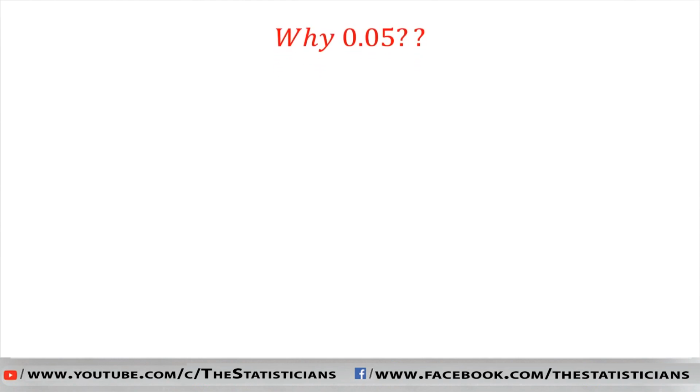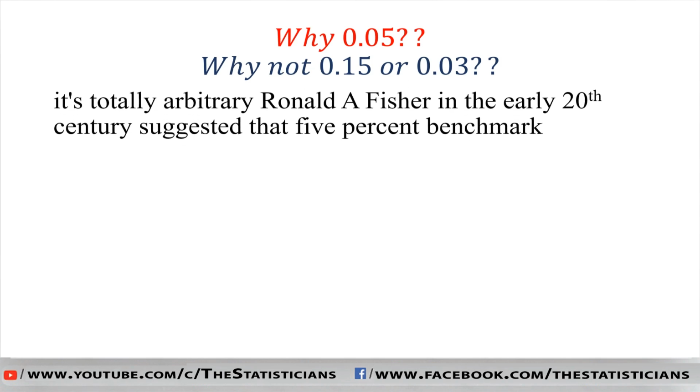Now why 0.05? Why is that the cutoff for whether something is statistically significant or not? Why not 0.15 or 0.03? The answer is actually very simple. It's totally arbitrary. Ronald A. Fisher in the early 20th century suggested that 5% benchmark, and we have stuck with it. There is really no good reason for 5% to be the cutoff for statistical significance; it's just a convention.